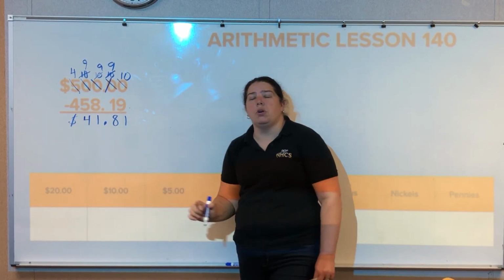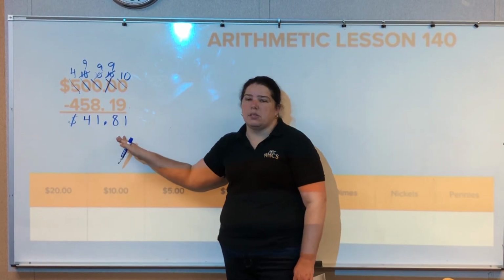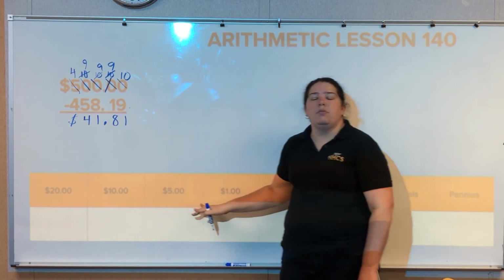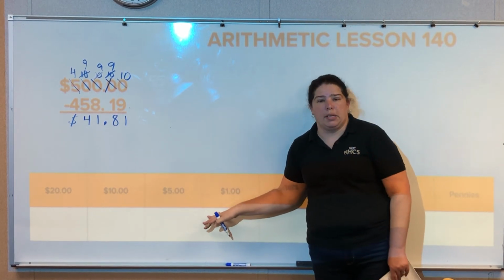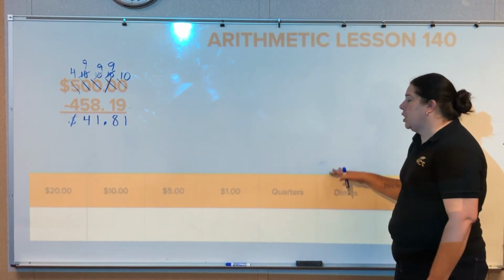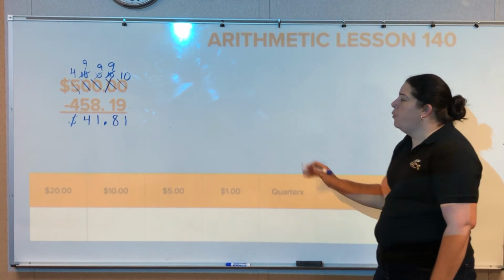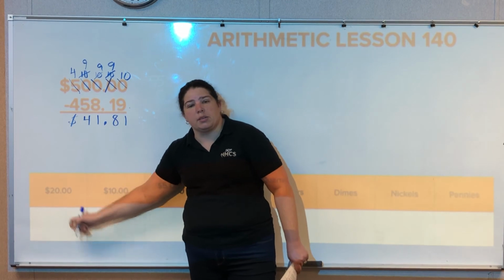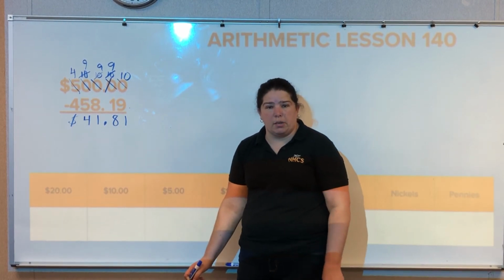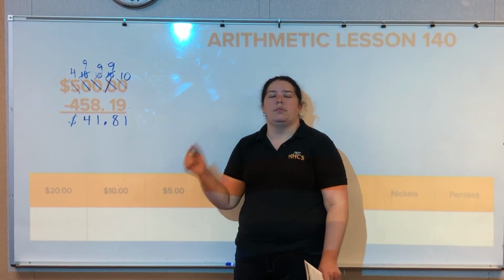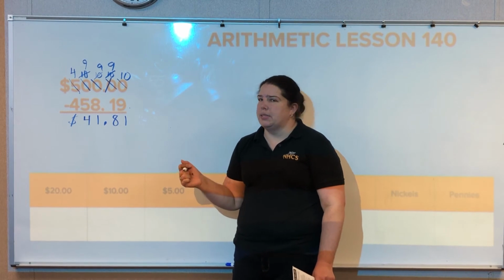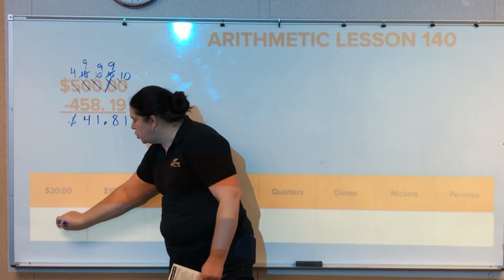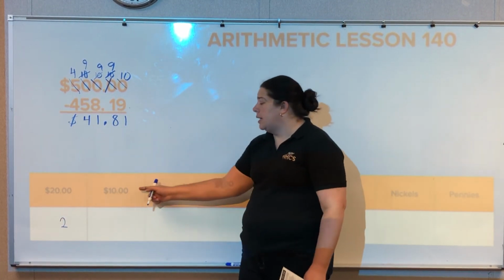Just like yesterday, we're going to see how we can take this dollar amount and find the right amounts of money, whether that be bills or change. Okay? So, $41.81. Can I use $20 bills? Yes, I can. How many? 20, 40. Oh, if I got 60, that'd be too much. So how many? 2.